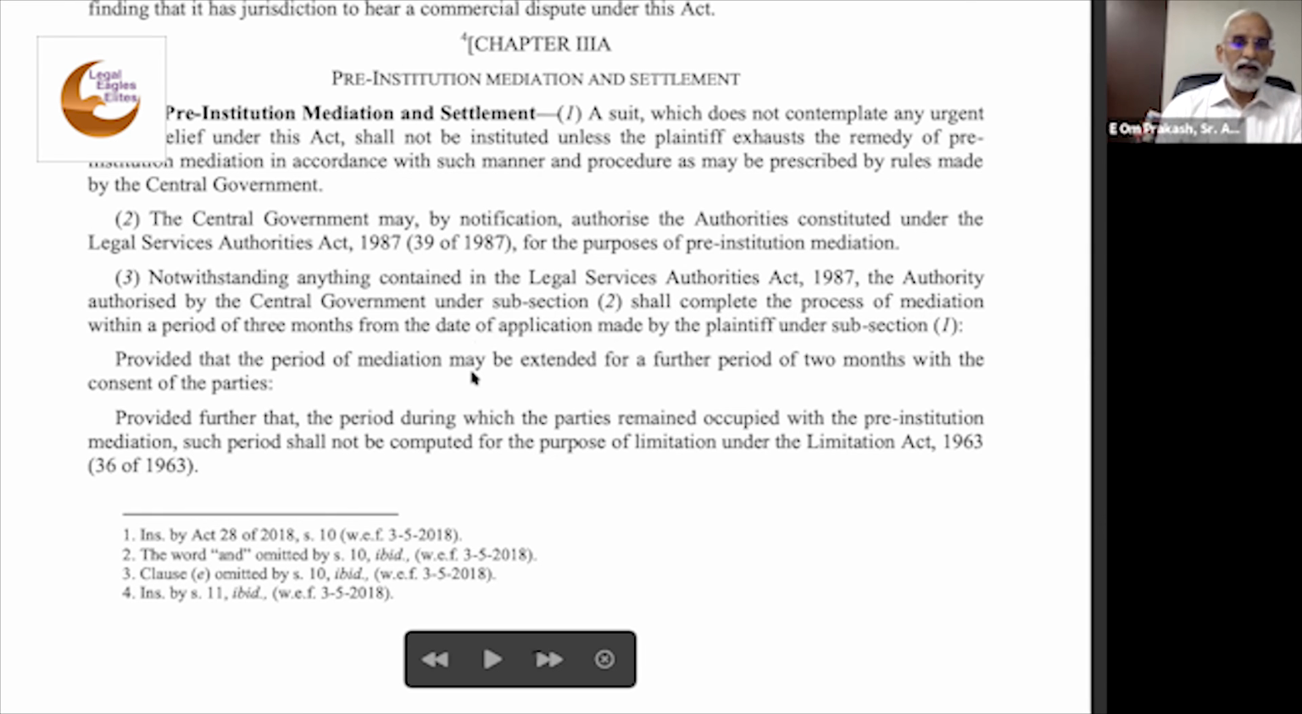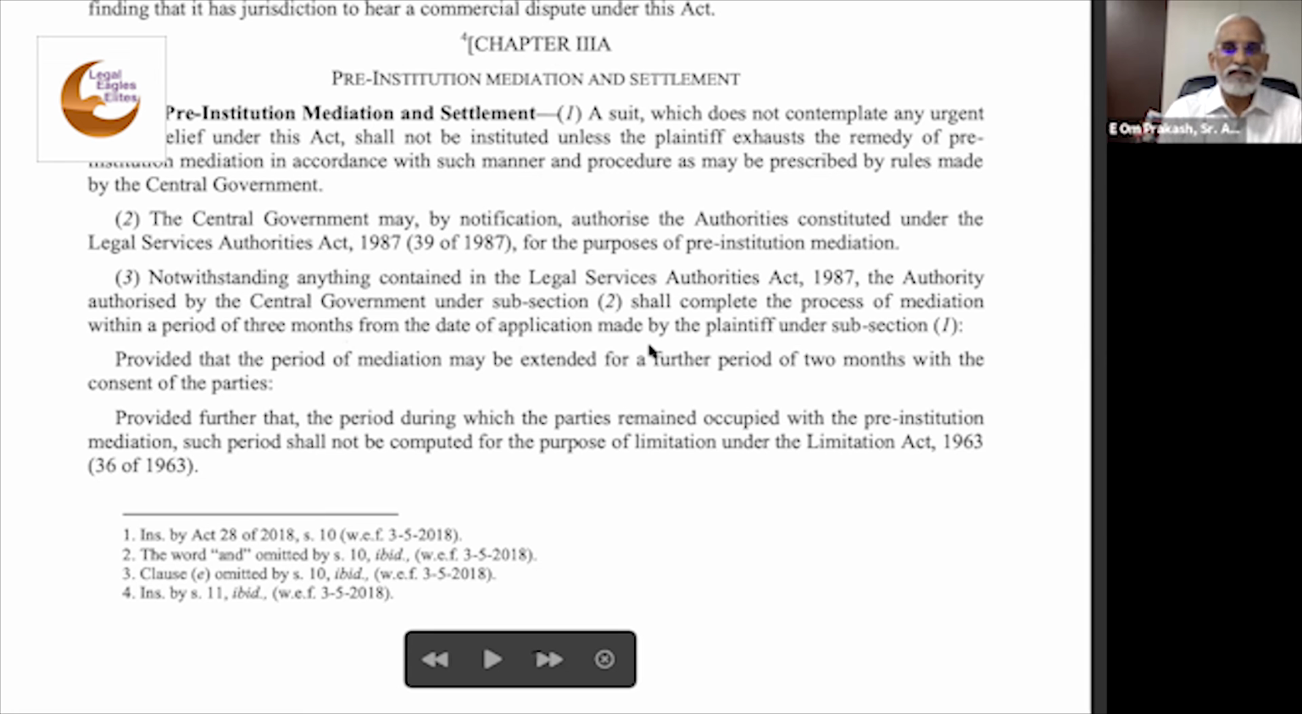So what is required is that before filing a commercial suit, or rather if you have a dispute arising out of a commercial dispute to be raised before a commercial court, it is now mandatory that you exhaust this pre-institution mediation in terms of 12A. And for this pre-institution mediation, there is a time limit specified that it shall be done within 3 months. Now, this can be further extended by another 2 months.